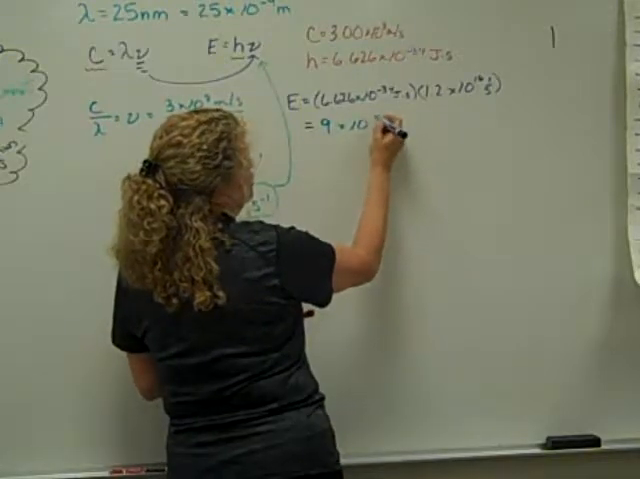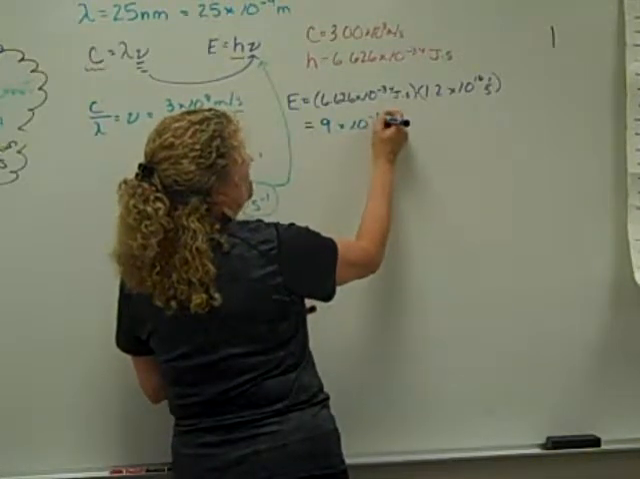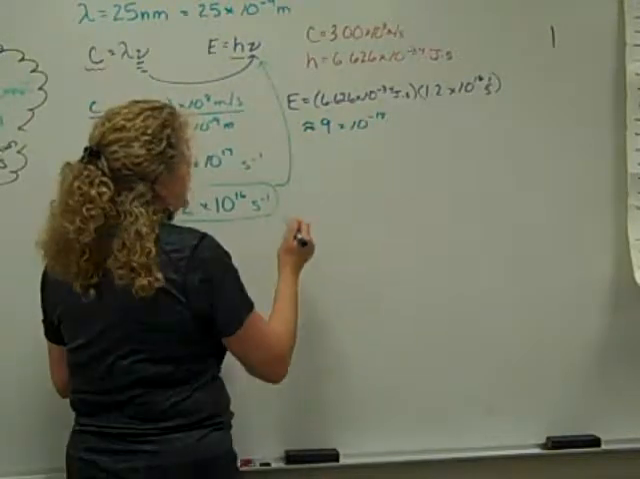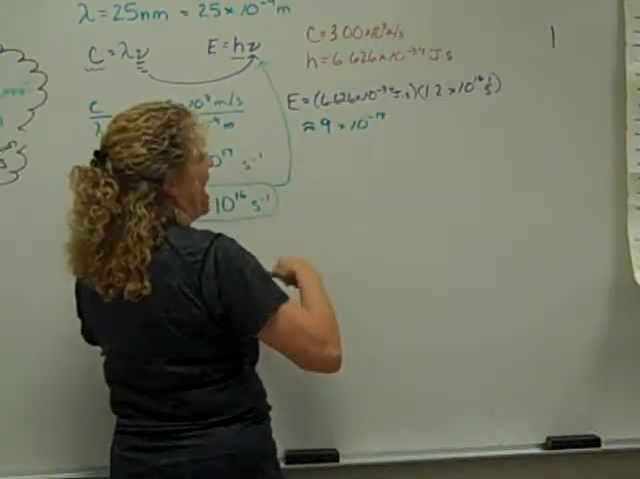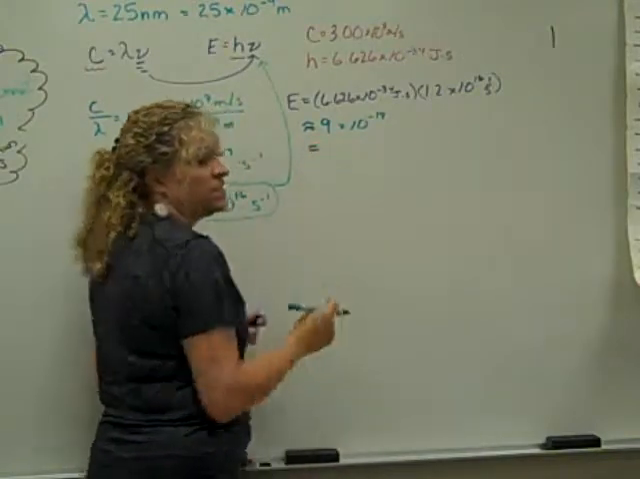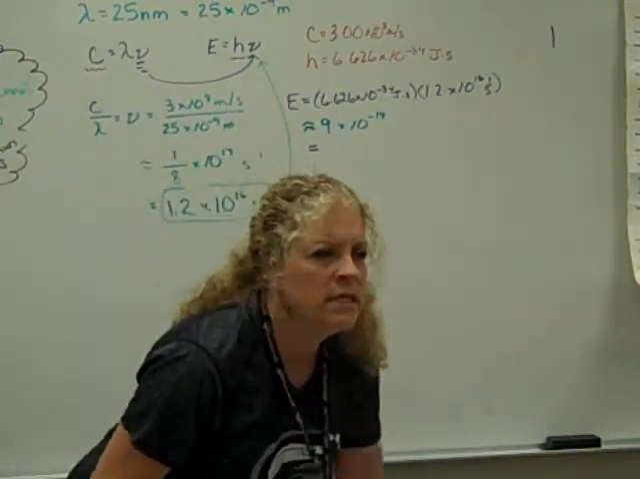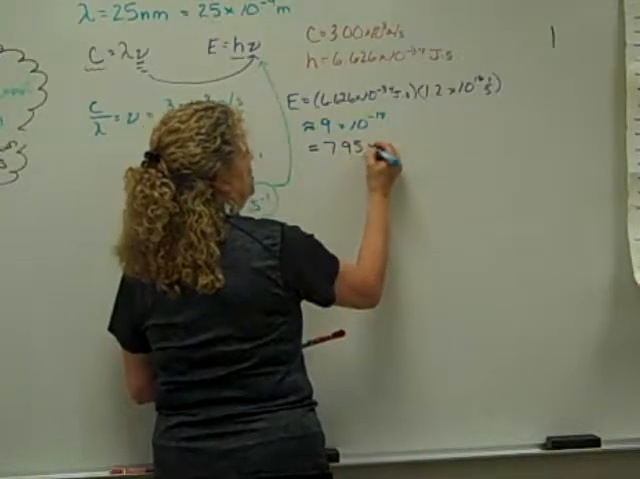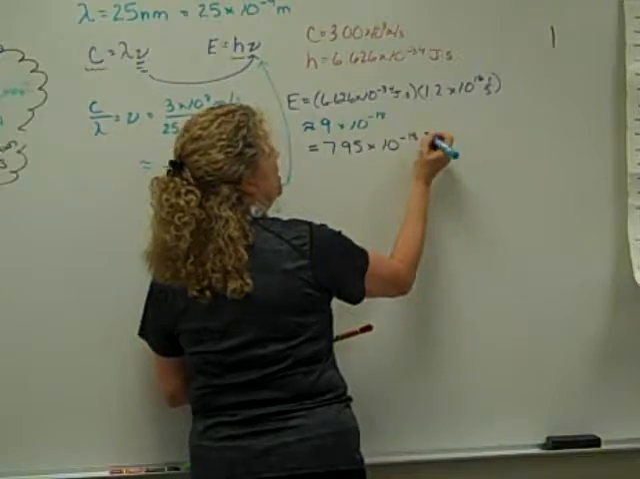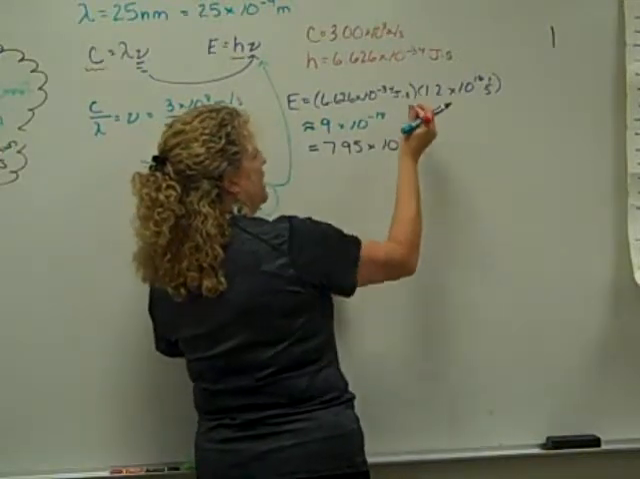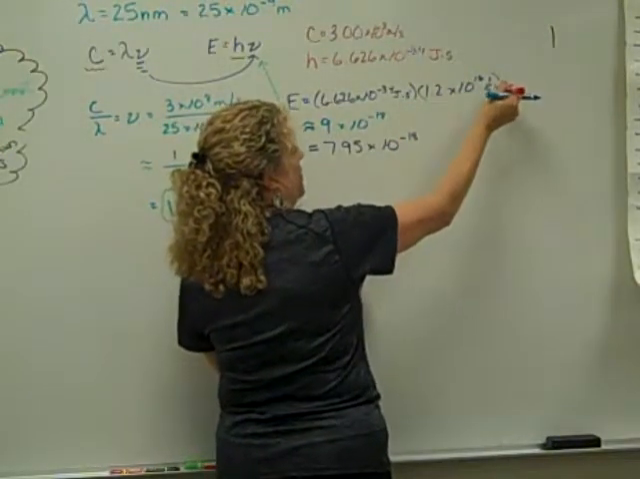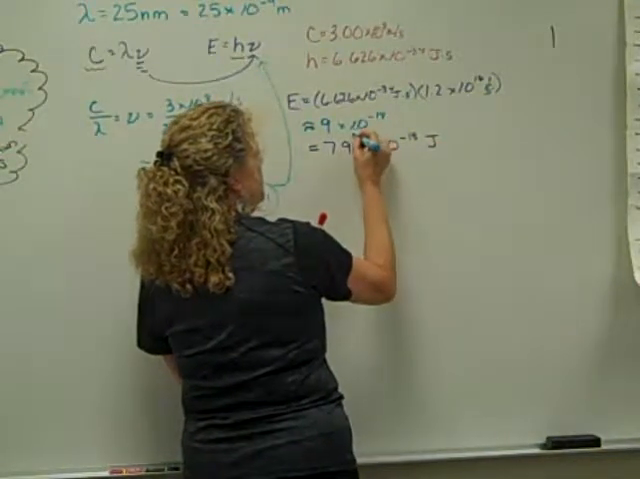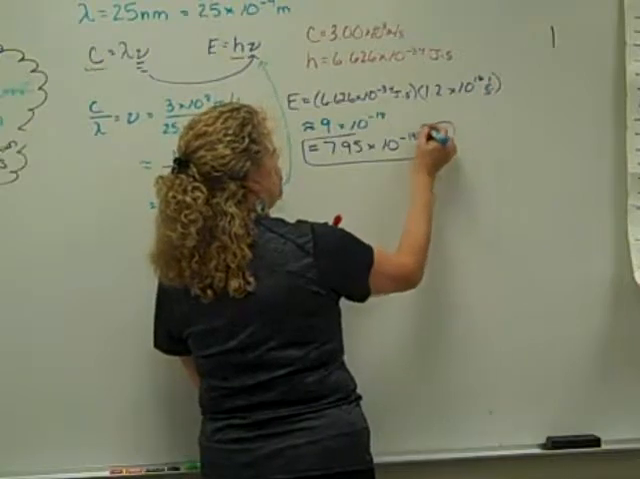So this would be 10 to the negative what? 18. Okay, so that's kind of an estimate, all right? And then let's throw it in our calculator and see what we actually get. Has someone already done it? 7.95 times 10 to the negative 18. And notice the second is on top and on bottom, so that will cancel, and so our unit will be in joules. And that is the first part of our answer.